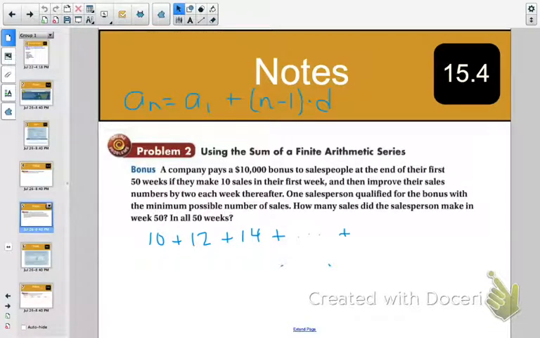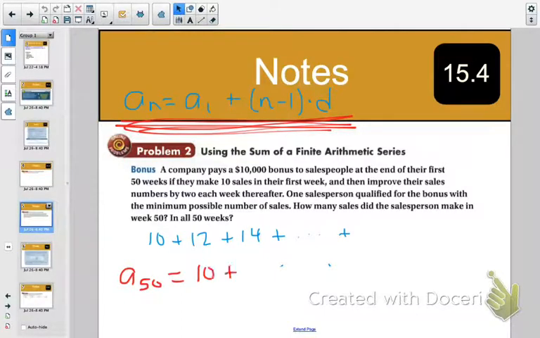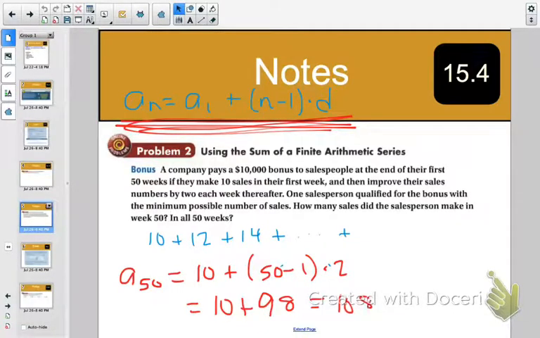In order for us to find the 50th term, if you remember our formula up here, this gives us the nth term for an arithmetic sequence. So we just need to plug in 50. So a50, because it's our 50th term, would be our first term, which is 10, plus 50 minus 1 times 2, since it goes up by 2. That comes out to be 10 plus 49 times 2, which is 98, so 108. So this is going to go all the way up to 108. Now that we know that, we can find the sum.